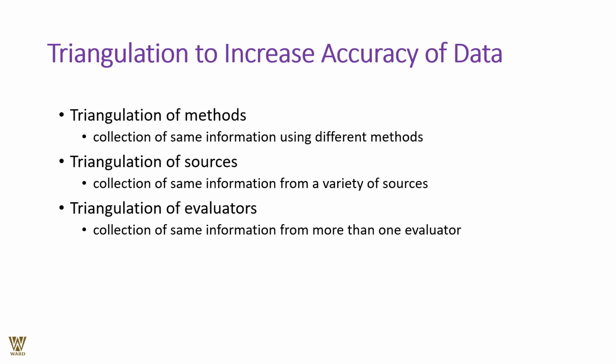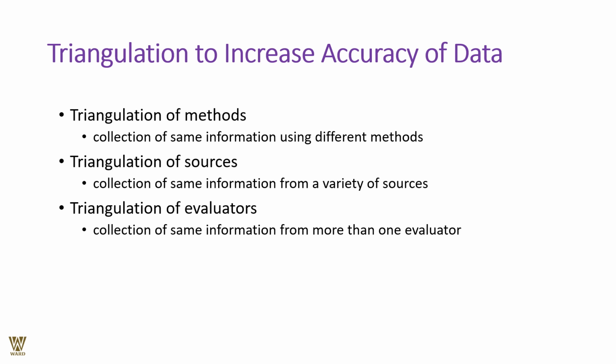So to remove bias, I have triangulation. Triangulation will increase the accuracy of data, and probably the data will come up absolutely free from any kind of noise. So one of these things, there are basically triangulations of methods, sources, and evaluators.